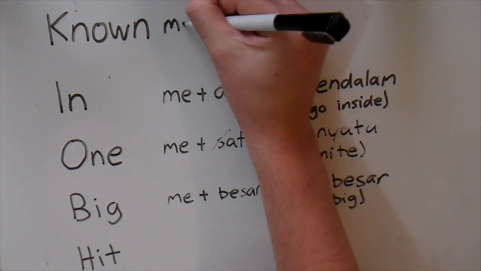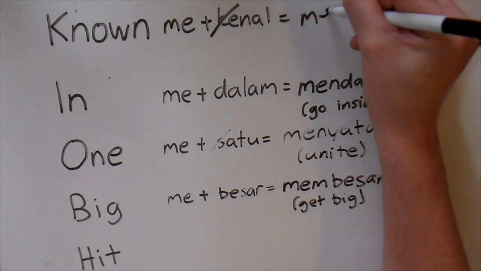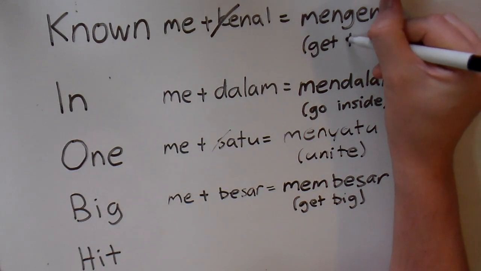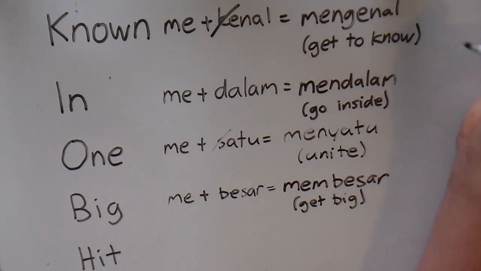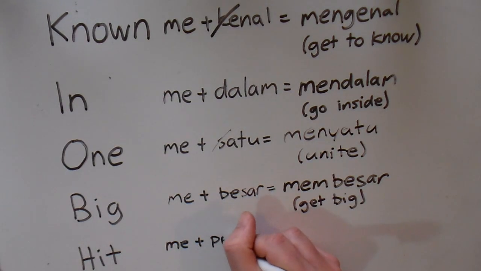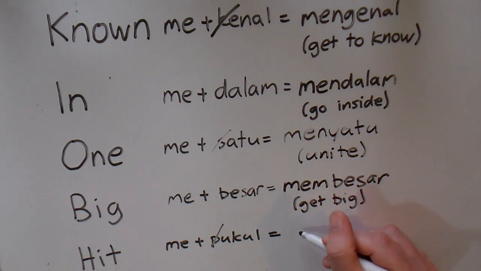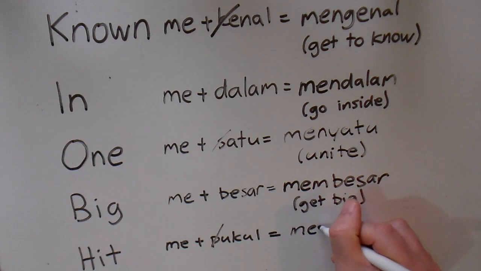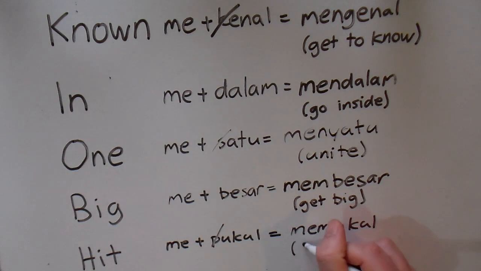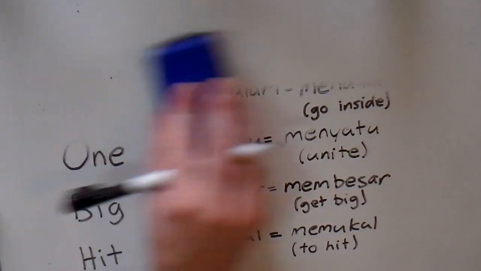While kenal is already a verb, it's more of a state, to know. When you add m, it's more the action of getting to know. We are focused on someone actively doing the action. Pukul, likewise, focuses on the doer of the action. Pukul means to hit, but memukul means to actively and intentionally hit and subsequently affect something. Pukul is vague. Memukul is specific.